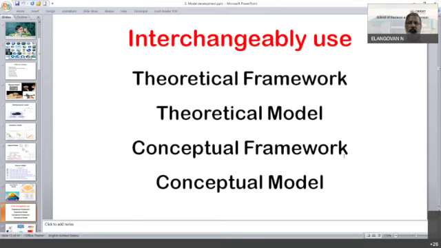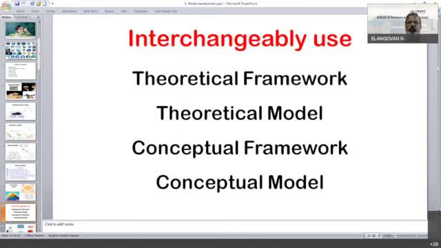But coming to the theoretical model and the conceptual model, is there a difference between these two? See, again, if you look at a lot of research papers, they use them interchangeably. They call it a theoretical model or a conceptual model. But actually, if you understand the philosophy of research and the modeling guidelines, you will find a difference between the theoretical model and a conceptual model.